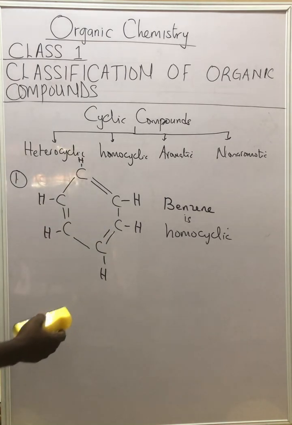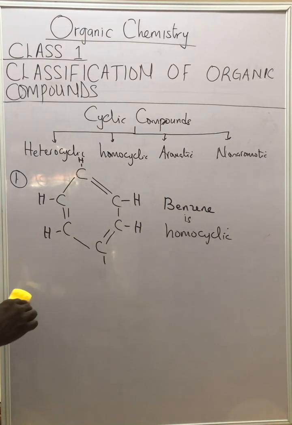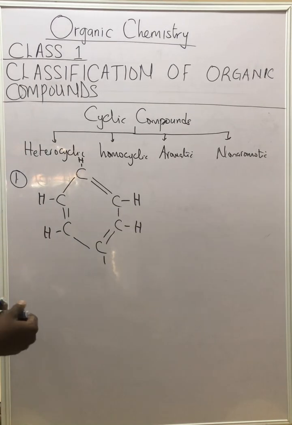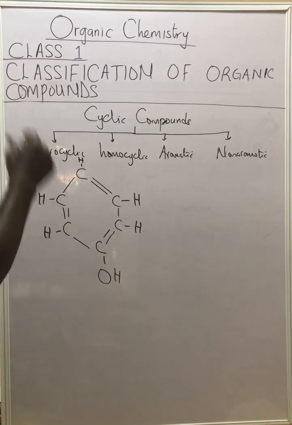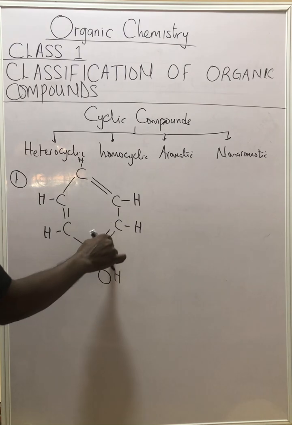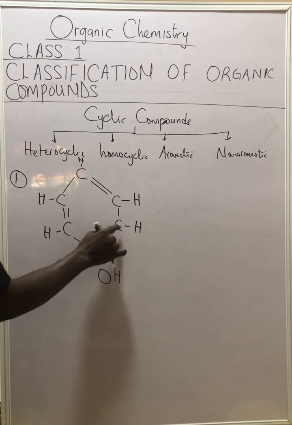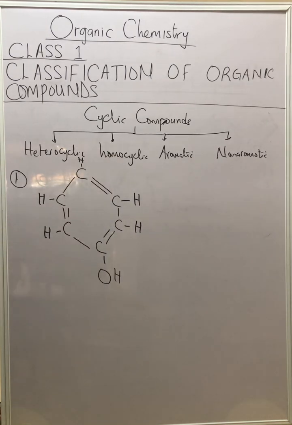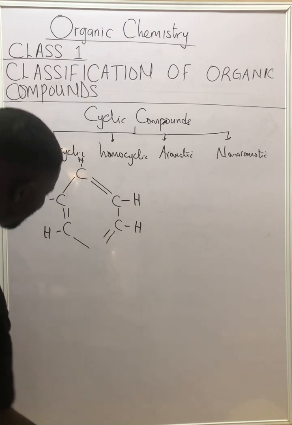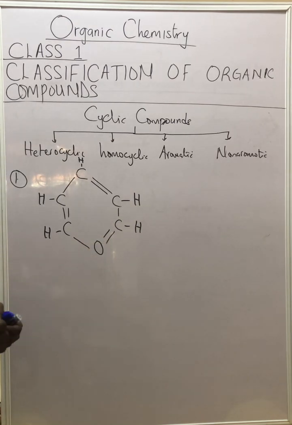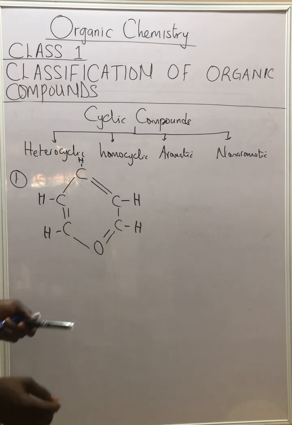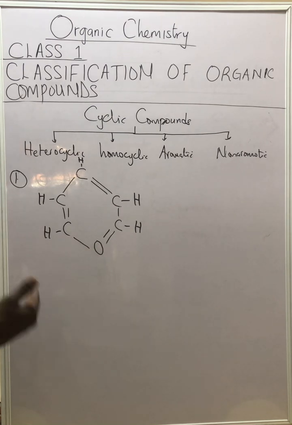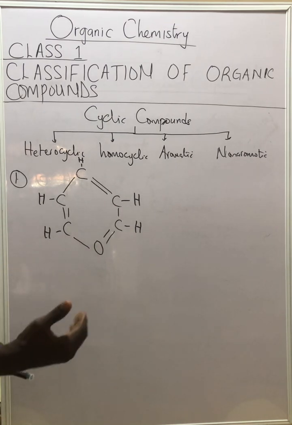Hope that is clear. Now, if I clean this hydrogen and I clean this name, and I put OH here, look at this. This is the ring. There is no other thing in this ring. Again, it is homocyclic. If I remove this and I put oxygen here, it is no longer homocyclic. Forget about the name. Because in this ring, we now have carbon and oxygen. It is now heterocyclic.